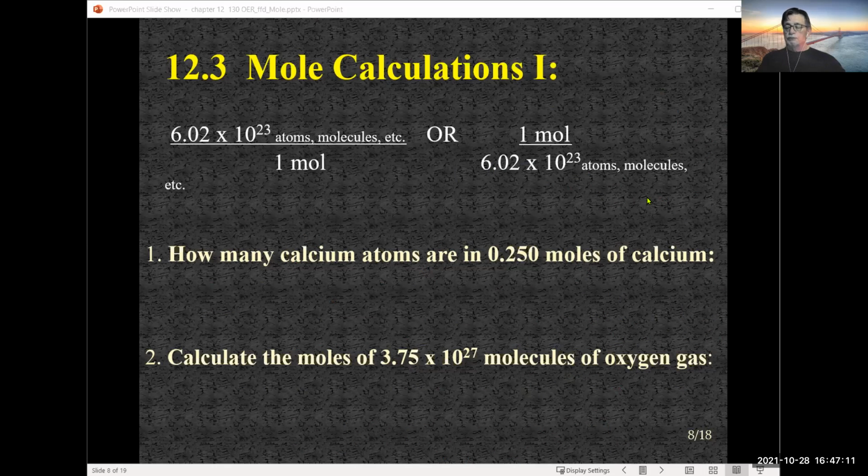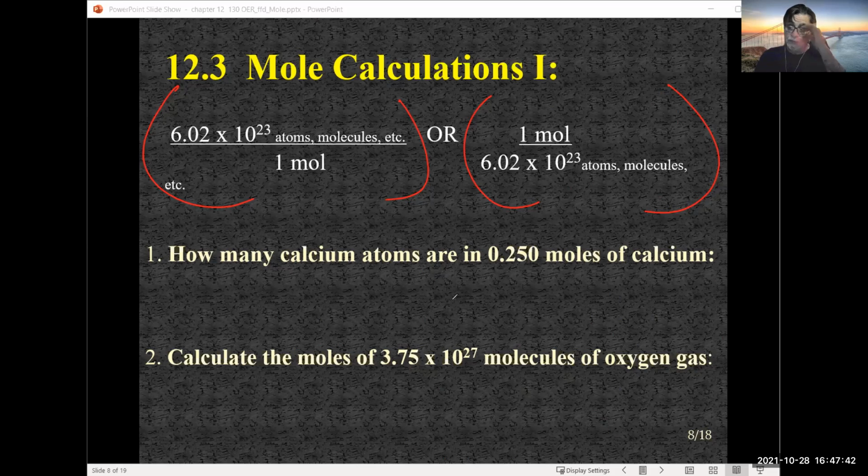Avogadro's number also is a ratio, okay? It can be written as follows, 6.02 times 10 to the 23rd atoms, molecules, ions, whatever you're counting, per mole. Okay, so I can write it with Avogadro's number on top and moles in the denominator, or vice versa. Which one I use depends on the question.